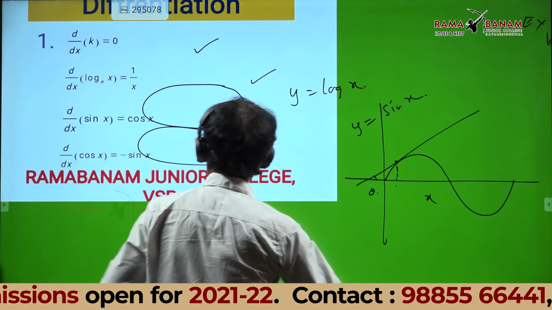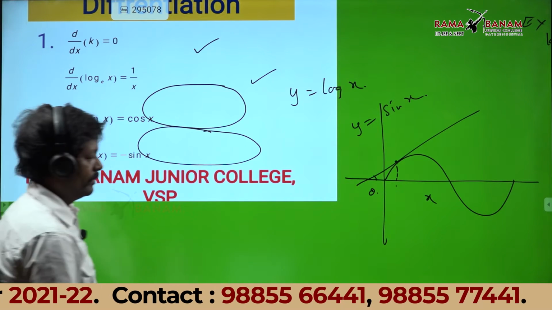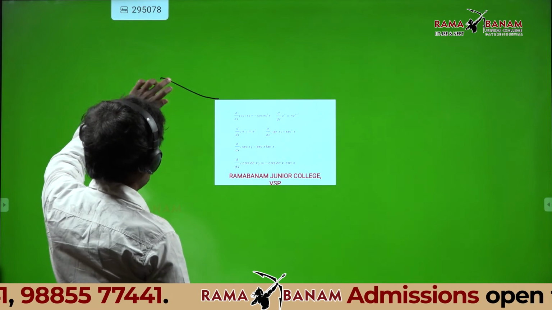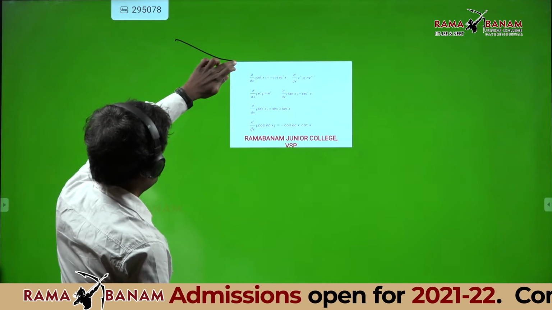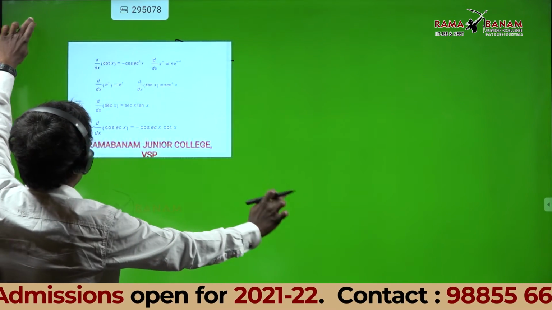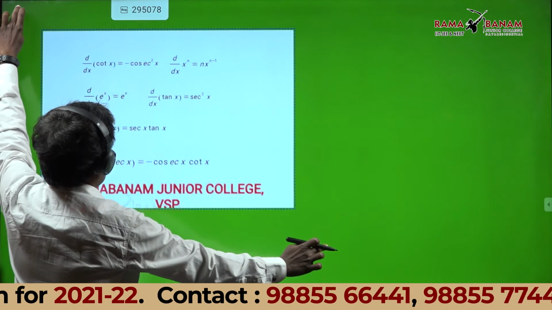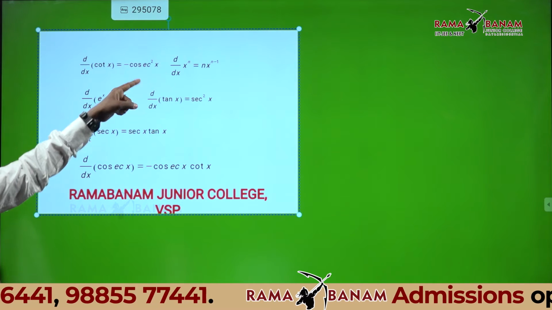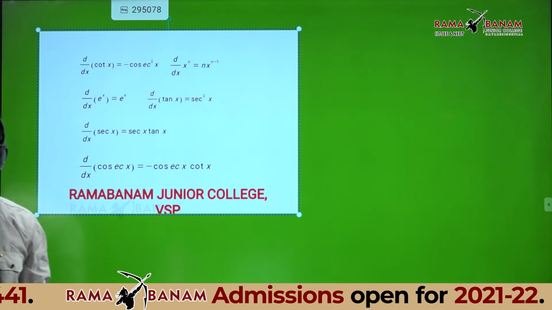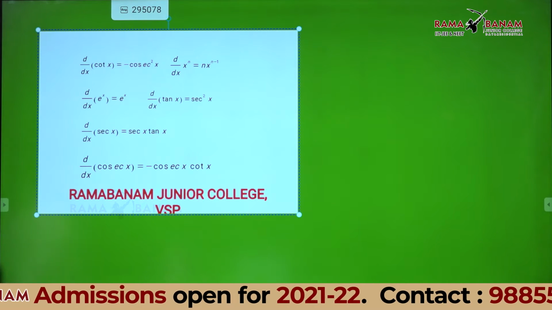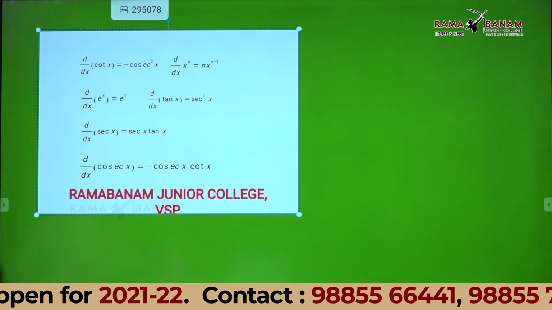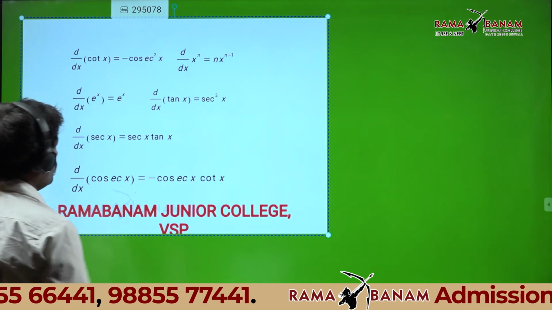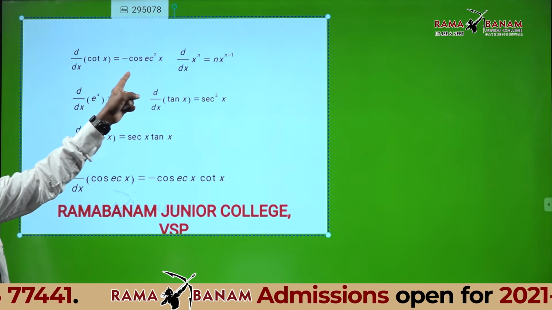New page I am taking. Have you written all the formula? All these formula? Yes, sir. Now write down these formula. D by dx of cot x is minus cosecant square x.